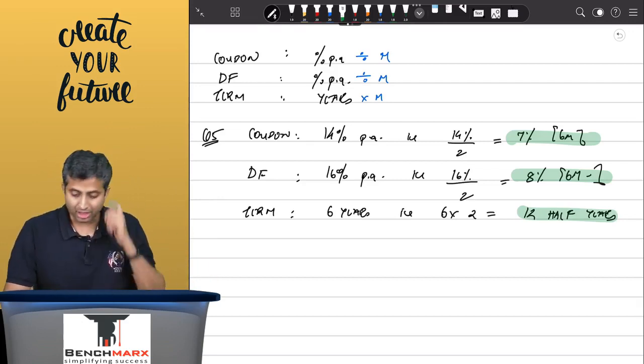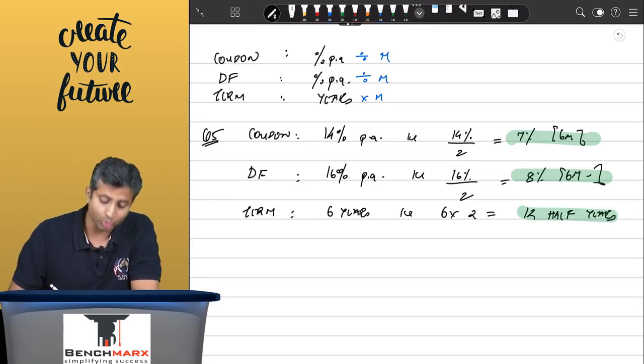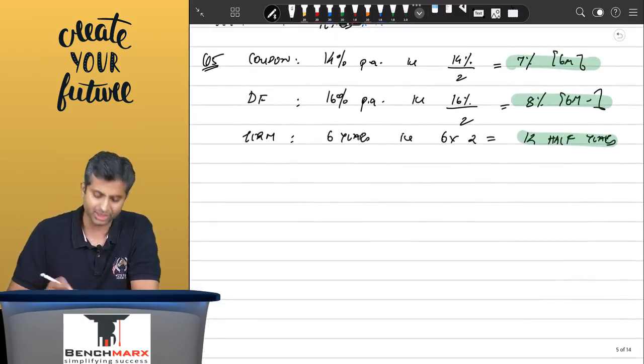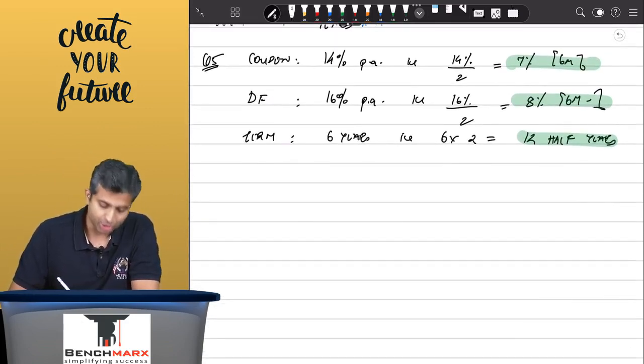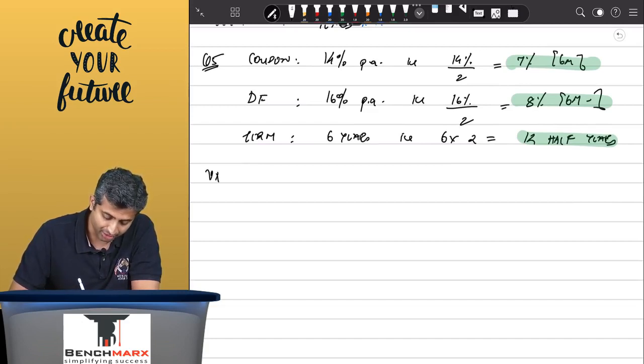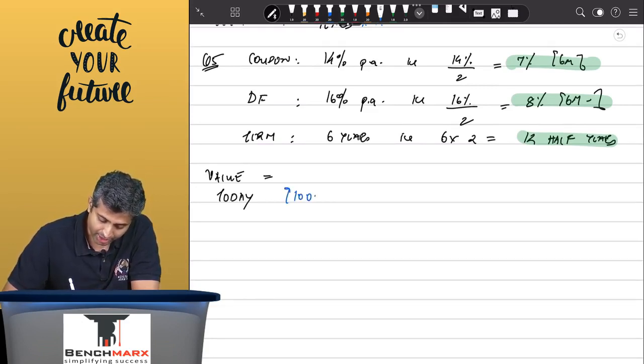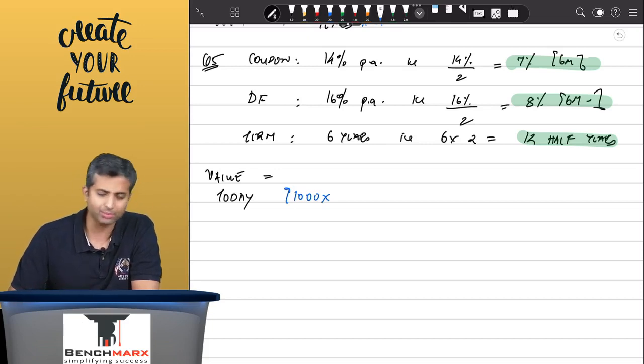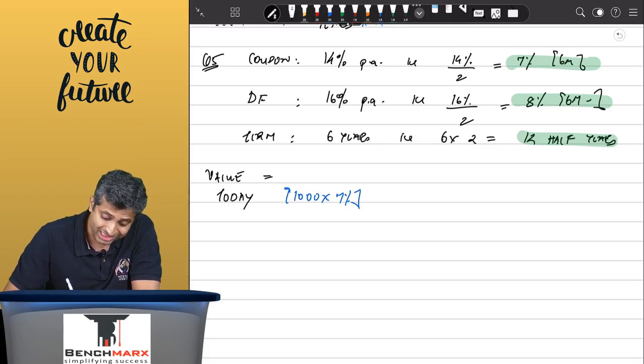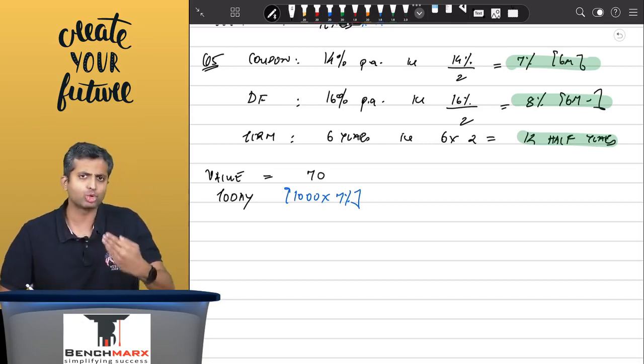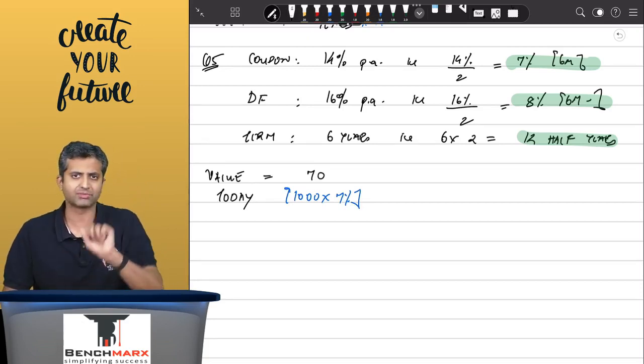rather than preparing a table separately, what you will have to do is find the present value directly. So over here, using an annuity factor, the value of this bond today is the present value of future cash flows. Sir, what are the future cash flows? Well, the bond is 1000 into, let us say, 14% into 6 by 12, or let us say 7%. I'm going to get 70 rupees. When am I going to get 70 rupees? After 6 months, that is after half a year.